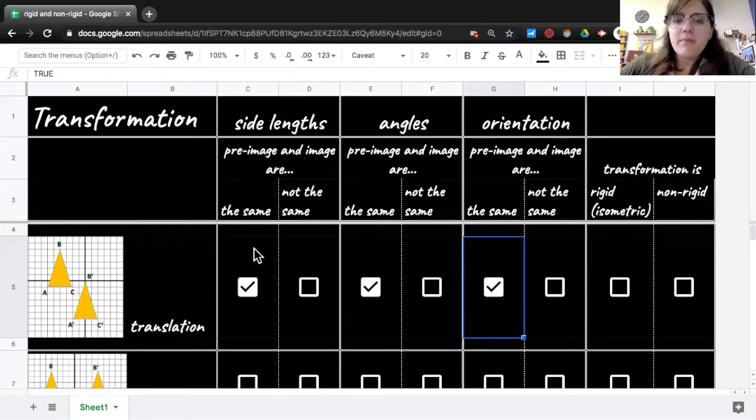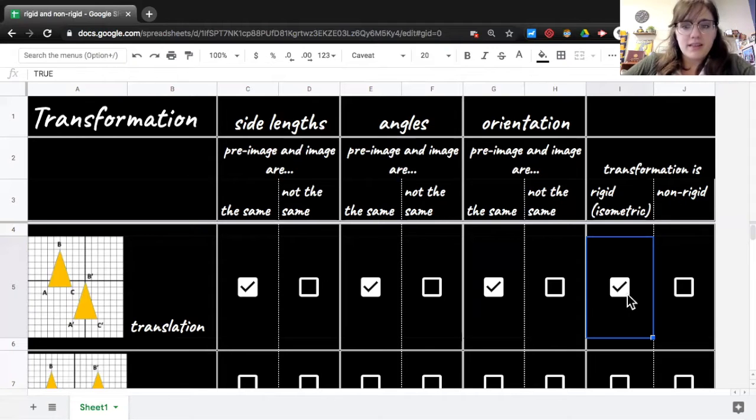So if our shape's side lengths remain the same and the angles remain the same and the orientation remains the same, those two triangles are congruent. Those two triangles are isometric, and that transformation is a rigid transformation.